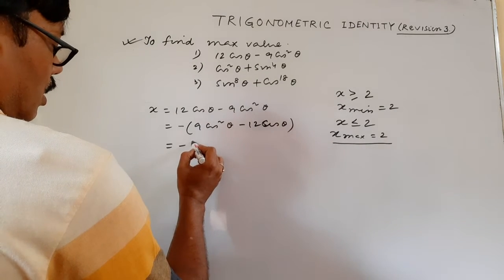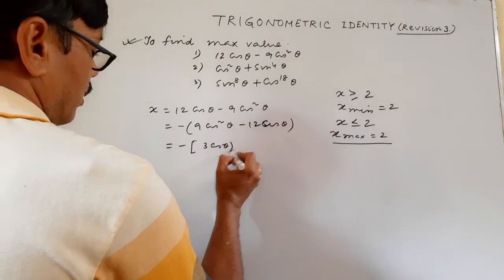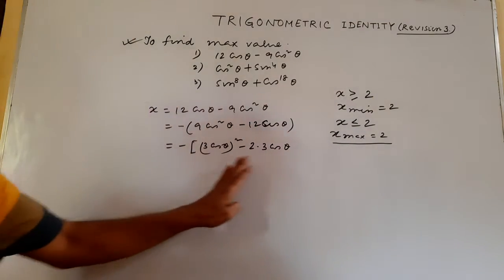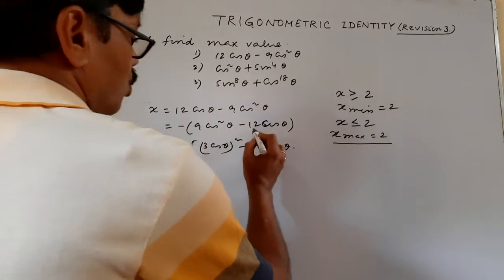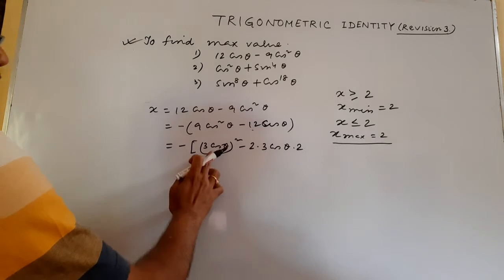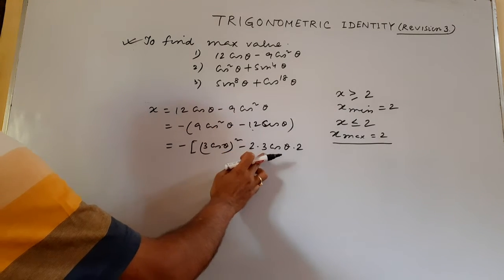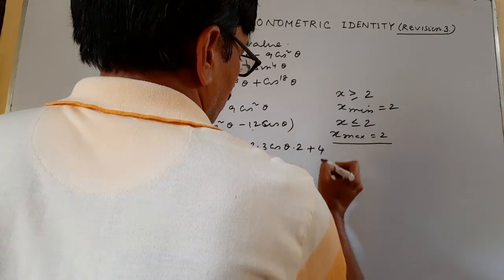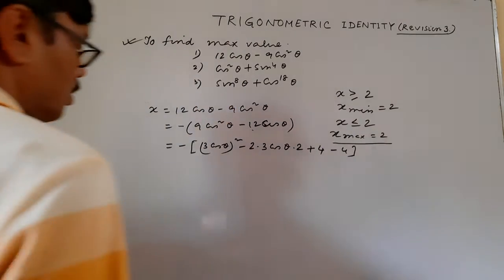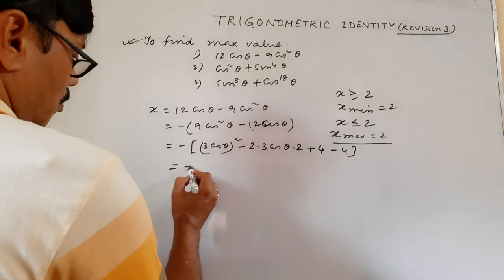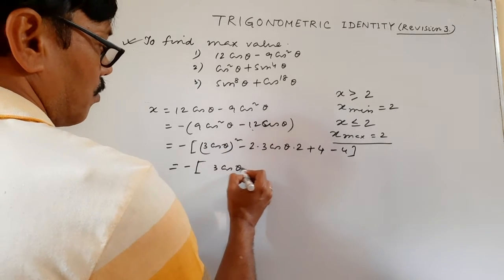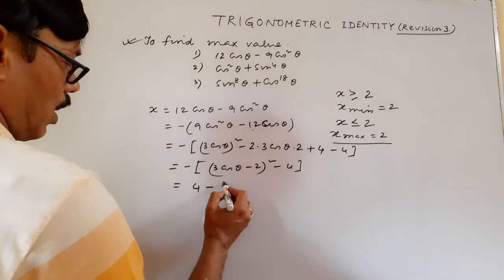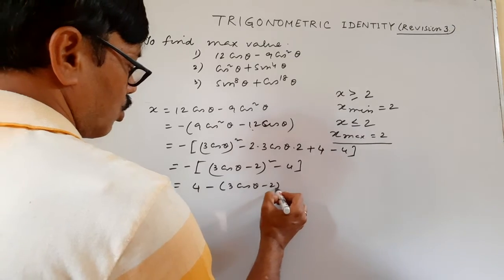Now this one is 3 cos theta whole square, a square, and 2ab, 2 into 3 cos theta into 2 makes it 12. So 3 cos theta squared is 9 cos square theta, a is 3 cos theta and b is 2. To make it a perfect square, we add 4 and subtract 4. So finally what we are getting? Minus 3 cos theta minus 2 whole square minus 4. So we can write it as 4 minus 3 cos theta minus 2 whole square.